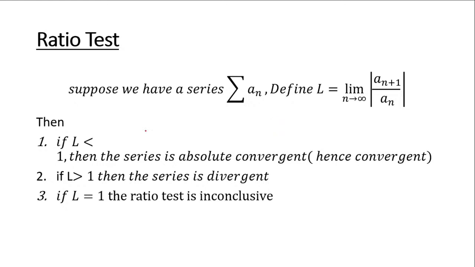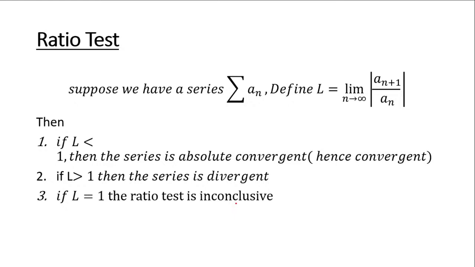Now the condition for this is if L, that's the limit, is less than 1, the series converges. And if L is greater than 1, it diverges. And if L is equal to 1, the ratio test is inconclusive. Please don't confuse yourself with the p-test. With the p-test, if p is greater than 1, it will converge. But with the ratio test, if L is greater than 1, it diverges. You should know the difference.